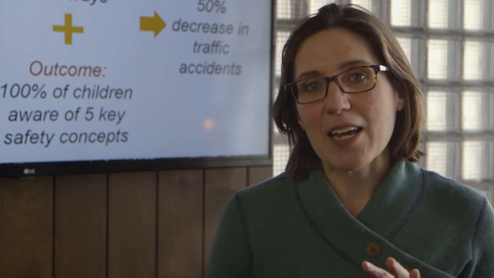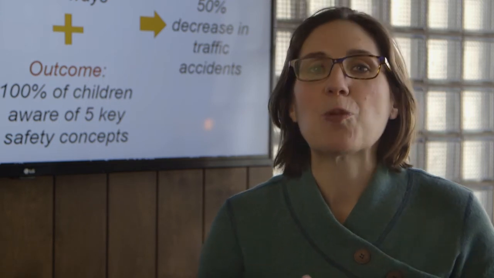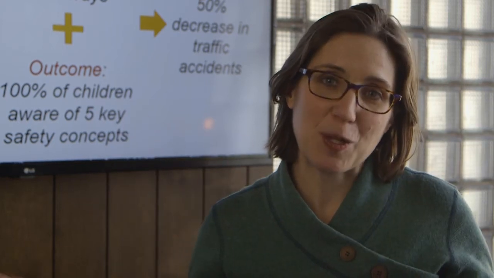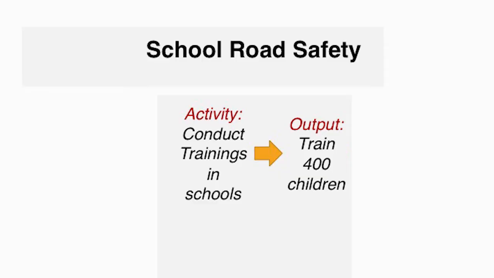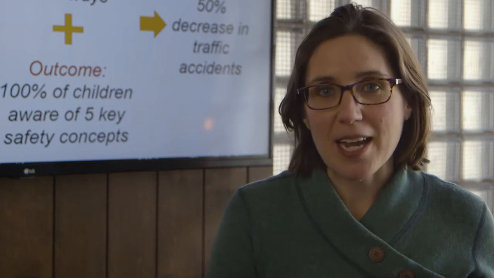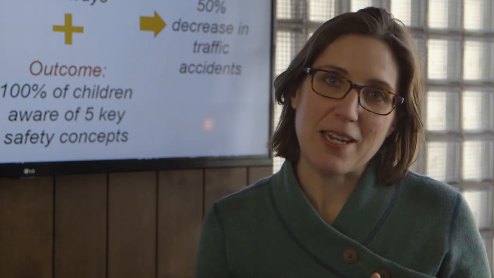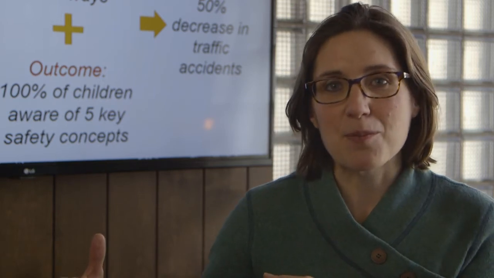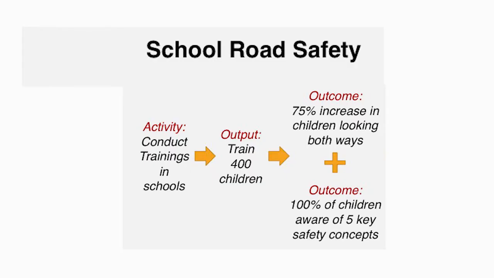And so you decide that, well, first off, I need to reach as many children as possible. And given the extent of the issue and the problem, I think I actually need to reach 400 children to really decrease the traffic incidences within this community. So that's both the activity and then the output being 400 children. And then through that training, going back to our outcomes, you really want to see that 1, they both know some key concepts, but 2, that they're actually using it.